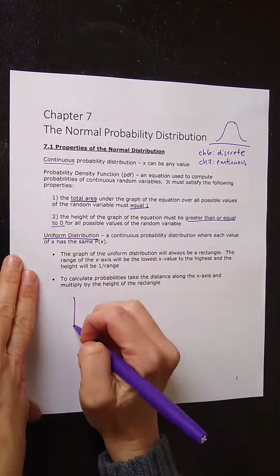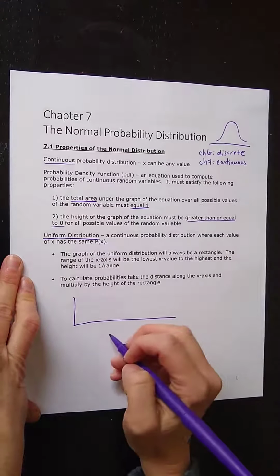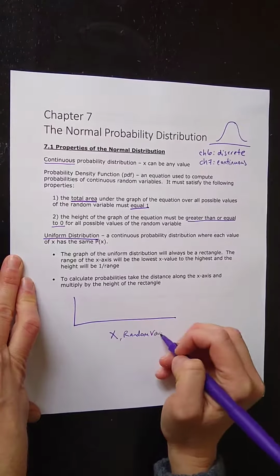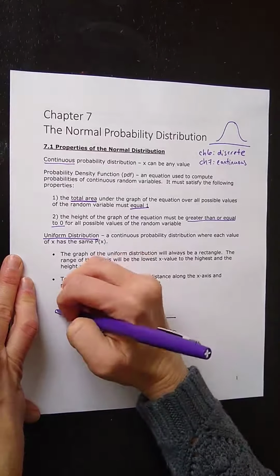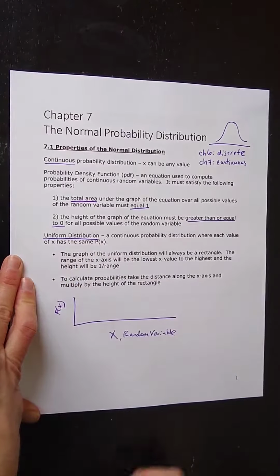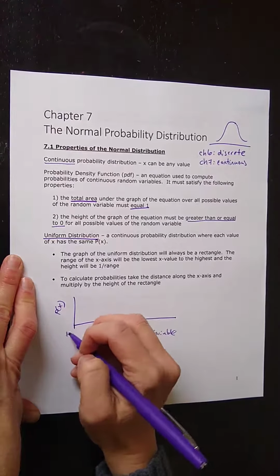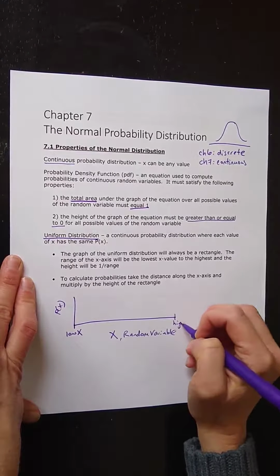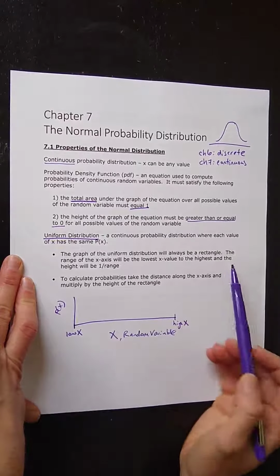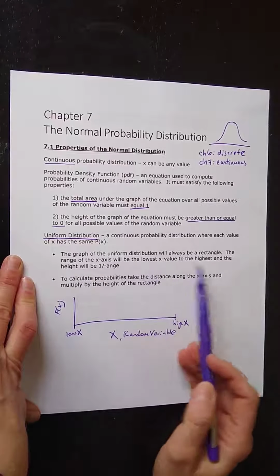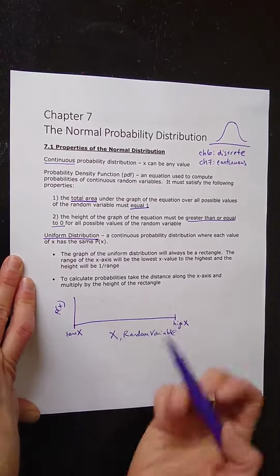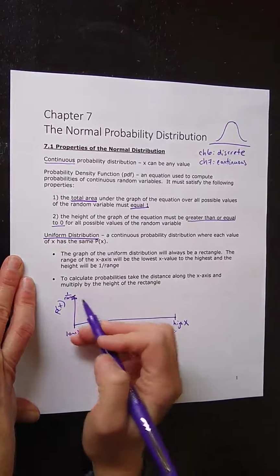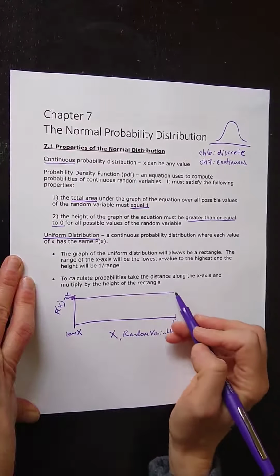So here's a little sketch. Here is our random variable x, and here, along our y-axis, our p of x. This starting point is going to be the low x value, and this ending point will be the high x value. That's what they're talking about in this first bullet. The range will be the lowest to the highest, and the height will be 1 over the range. So the height of this thing is 1 over range, and basically you get this big rectangle.